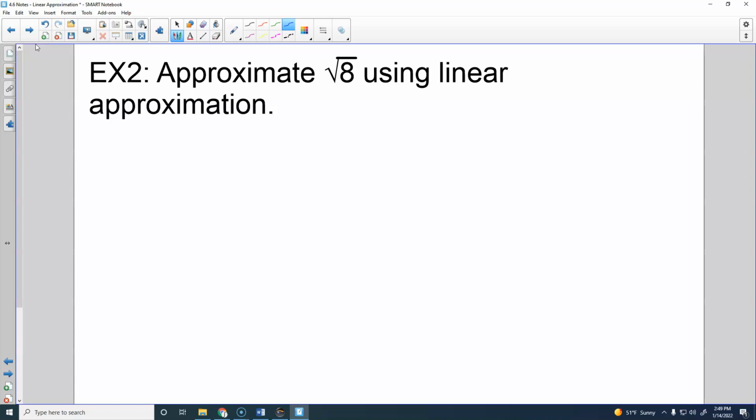Alright, so this one doesn't give you a function, but it asks you to approximate the square root of 8 using linear approximation. So what we can do is basically the same thing we did on the last one. We could say f of x equals the square root of x is our function that we're dealing with. What would be the closest point where we could actually do it without a calculator if we're looking for the square root of 8? Square root of 9, which is 3, right? So we could use x equals 9 to predict this, because 9 would be our closest square root that we could actually find without a calculator.